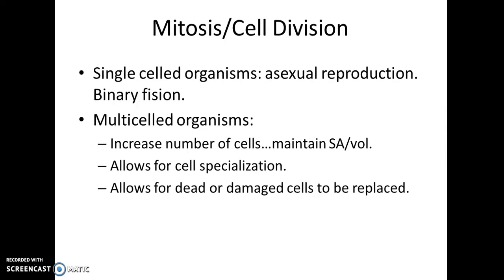Mitosis. Single-celled organisms go through asexual reproduction, or binary fission, with mitosis and cytokinesis. That's how they reproduce asexually. In multicellular organisms like us, we increase our number of cells. We can also maintain the surface area to volume ratio. Since we have a large number of cells, this allows for cell specialization. And if our cells die or are damaged, we can replace them by the cell cycle.